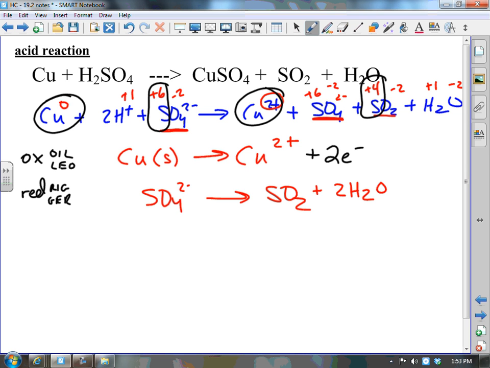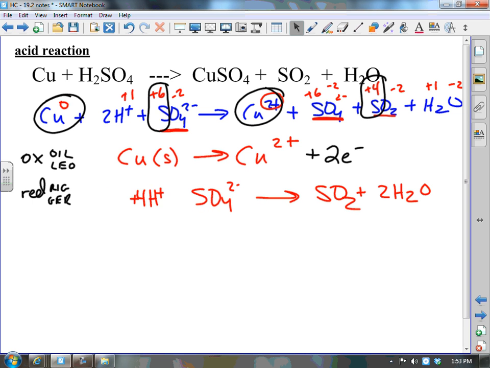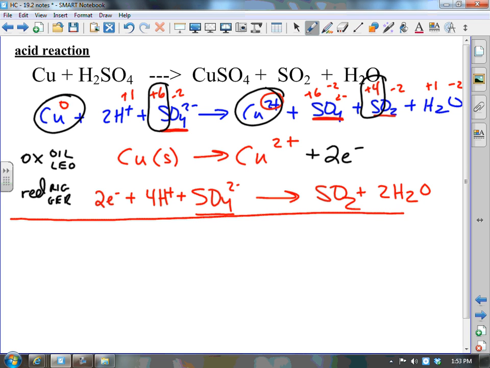So I write 2 waters. Now I've got 4 H pluses, or 4 hydrogens, on the right. I need to add enough H pluses to cancel it out. Now I can look at electrons. For sulfur, that one sulfur atom going from a +6 to a +4, 2 electrons must have been added. So now what I have are the complete half reactions.